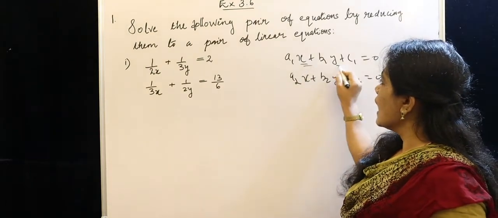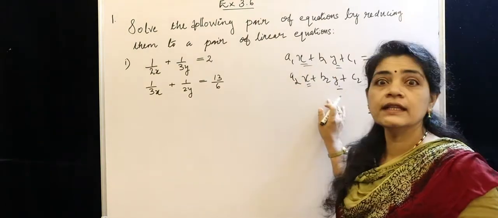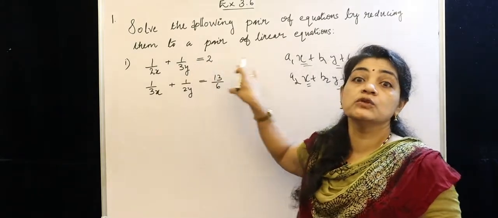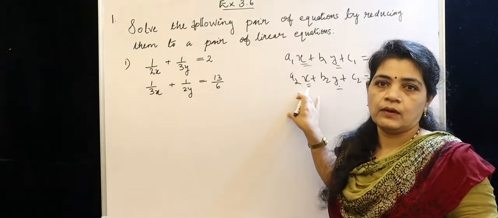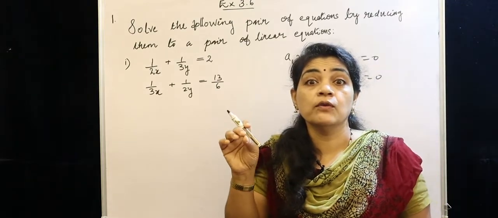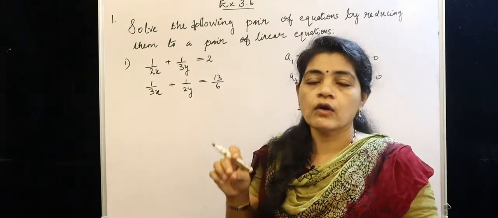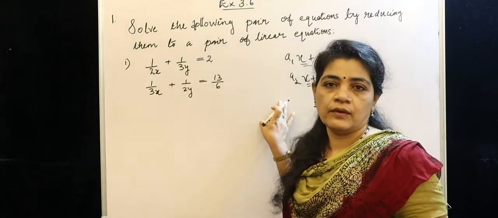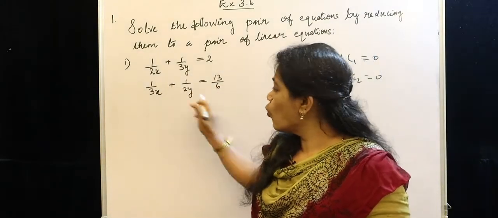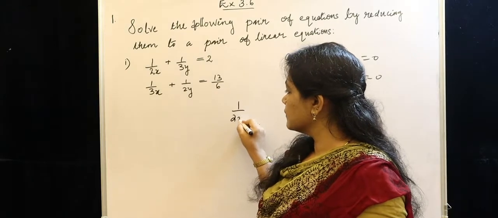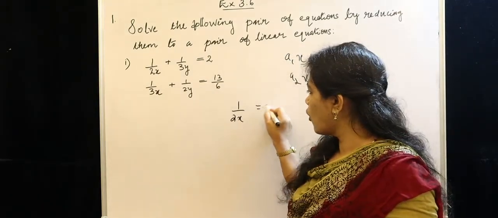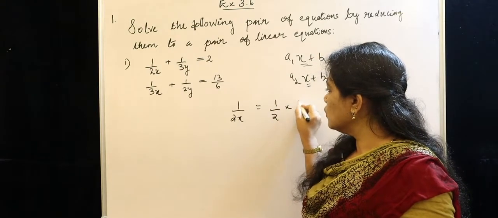See, x and y are not in the denominator. So we have to reduce the given equations into this form. This is very important. How can we make the equation of this type? Here, 1 by 2x, what is 1 by 2x? This can be split in this form: 1 by 2 into 1 by x.